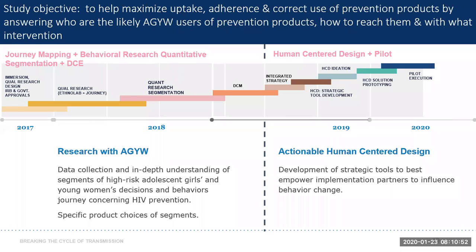And the objective of this was really to understand adolescent girls and young women who were likely to use prevention products, not specifically PrEP, but just generally prevention along the way, and then how we could reach them, how we could identify them, and what we reach them with. What were the barriers to uptake and adherence that were the biggest ones that we needed to develop?